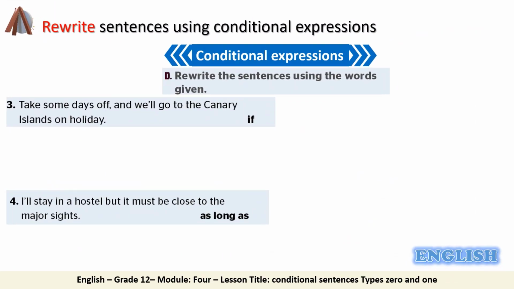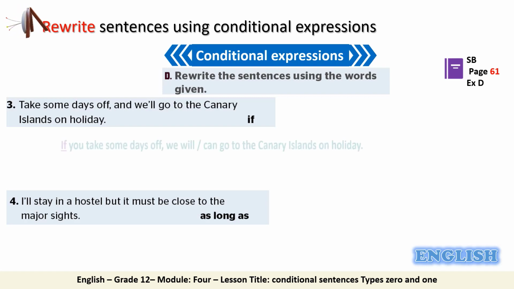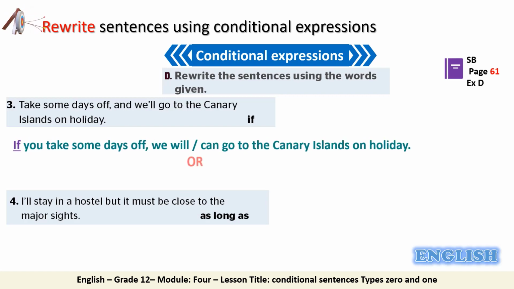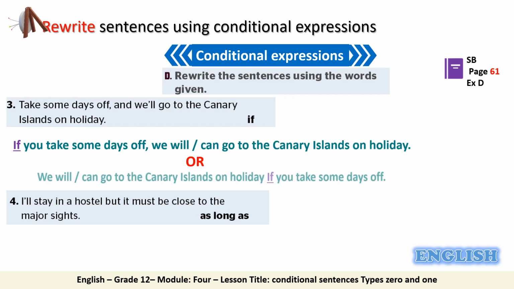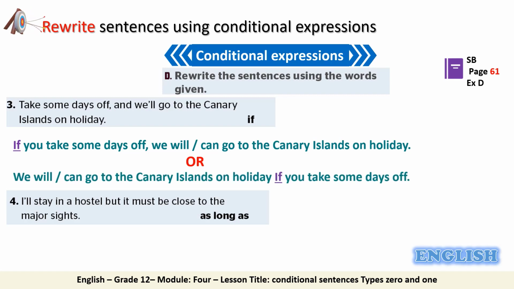We continue with the same activity. So, sentence 3, what should we write? Exactly, we can write, if you take some days off, we will or we can go to the Canary Islands on holiday. Or if you want to start with the main clause, we can write, we will or we can go to the Canary Islands on holiday if you take some days off.